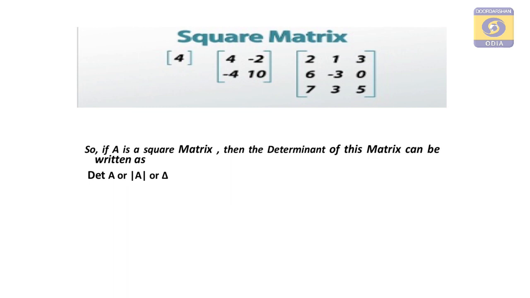Now if A is a square matrix, then the determinant of that matrix is written as det, the short form of determinant, A, the matrix identity, or you can write A in between two vertical lines, or you can put the delta sign. The delta sign is a small triangle-shaped sign, the symbol for determinant, right?